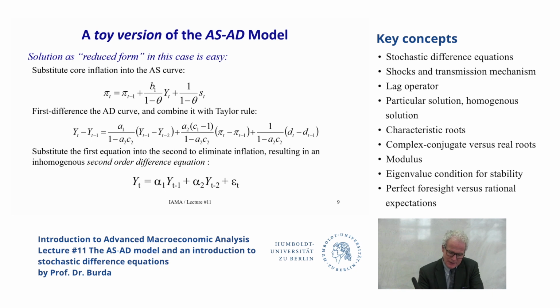And then you can combine it with the Taylor rule, and first difference the aggregate demand curve, taking the current value minus the lagged value, and then you can eliminate inflation. So you end up having the last equation. Output is dependent on past output, dependent on two periods past output, and a shock. Okay, we call that a stochastic difference equation. Inflation has been solved out.